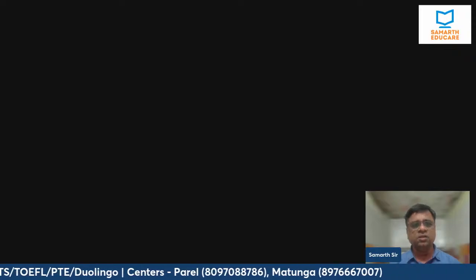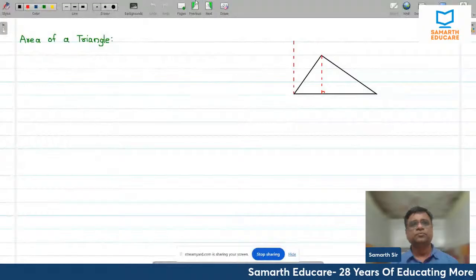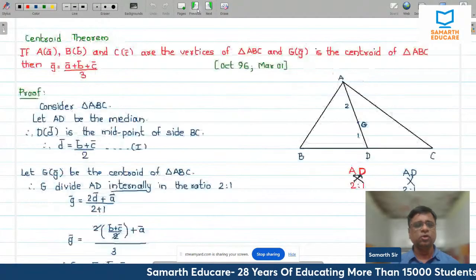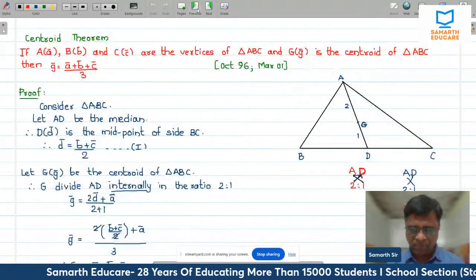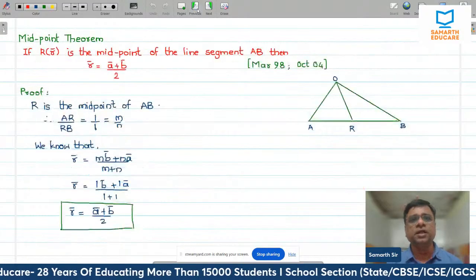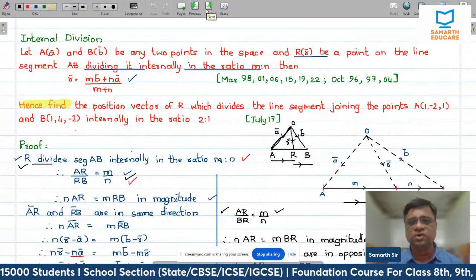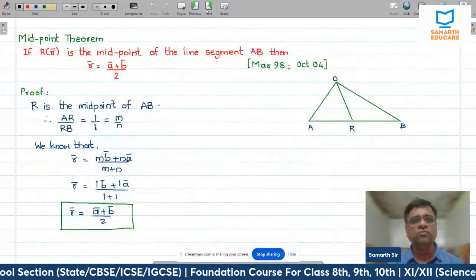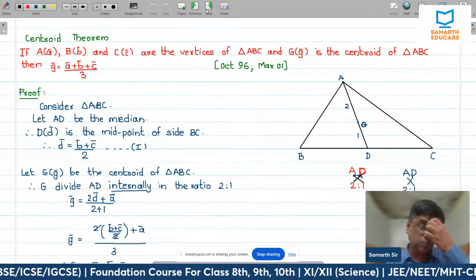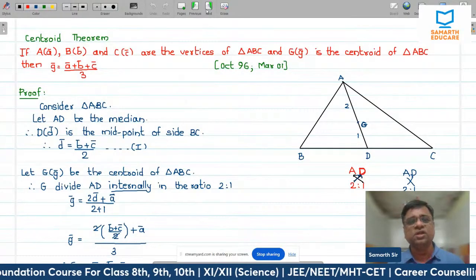Let me just show you what we have done in the last class, and then we will start with today's class. Okay, I'm sharing the screen right now. So we have completed internal division, external division, midpoint formula, as well as the centroid formula. This is what we have done in the last class, right? I hope you have done this because it is a very important part. They have asked this kind of theorems many times in the exam.